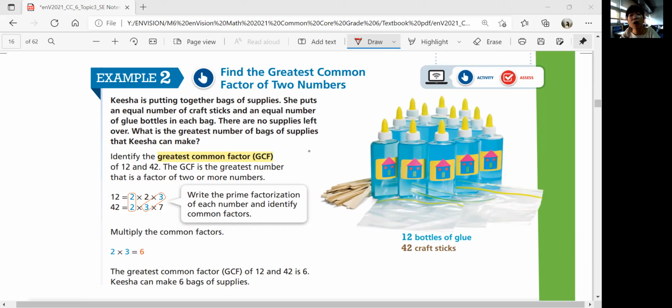Do we have common factors? Yes, we got 2's and we got 3's. And can we multiply them to get 6? Can 6 divide both numbers? Are 12 and 42 both divisible by 6? Yes, that's how you get a greatest common factor. 6 is going to be the biggest number from all their factors.